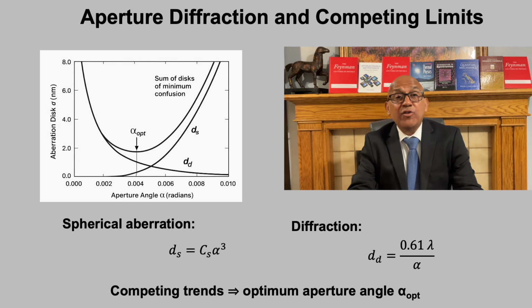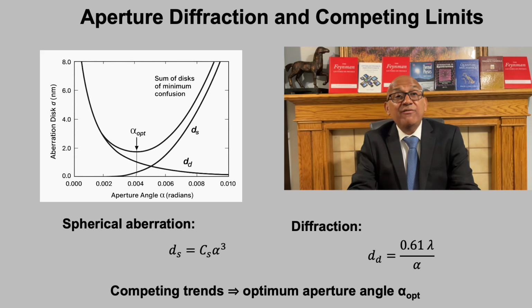The contribution from spherical aberration increases very rapidly with aperture angle. Specifically, the spherical aberration disk size is given by d_s equals C_s times alpha cubed. This cubic dependence means that even a modest increase in the beam convergence angle leads to a much larger aberration blur. In contrast, the contribution from diffraction behaves in the opposite way.